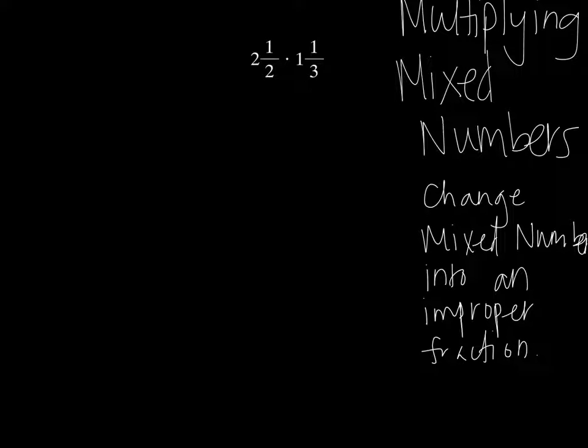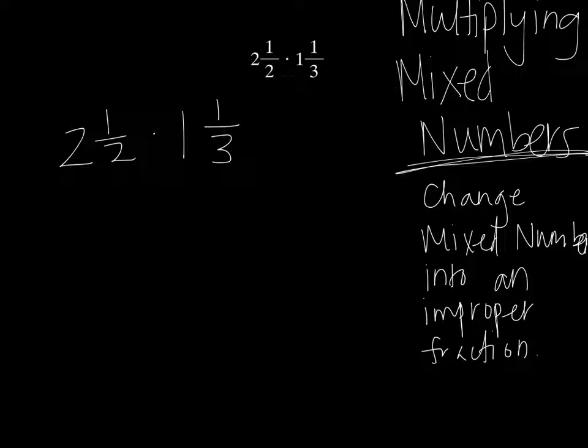So that's just kind of our little notes on the side. This is our heading, and then our notes. So if I have 2 1/2 times 1 1/3, really this doesn't take a lot of space. 2 times 2 is 4, plus 1 more is 5 over 2. And then 3 times 1 is 3, plus 1 more is 4 over 3. Keep our denominators the same, they don't change.